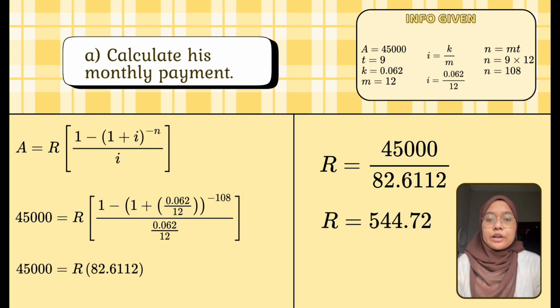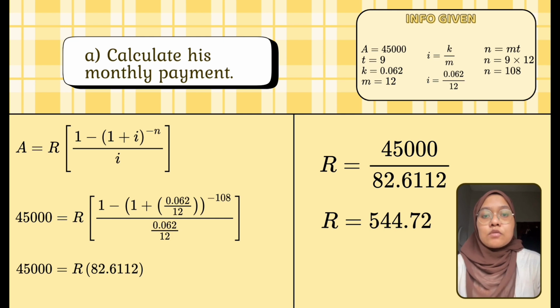First of all, we need to carry out all the information given. Present value A is 45,000. Years is 9, which is t. Annual interest rate k is equal to 0.062. Frequency of conversion m is equal to 12, and credit interest rate i is equal to 0.062 divided by 12, and the number of interest periods in the investment period n is equal to 108.